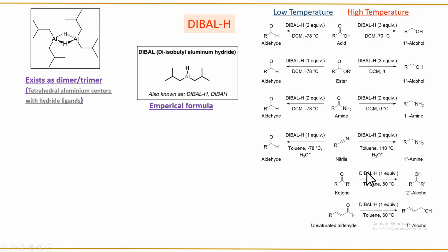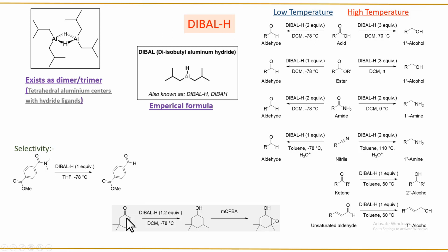DIBAL-H can reduce aldehydes and ketones also. Ketone at 60 degrees centigrade is converted into a secondary alcohol. Alpha beta unsaturated aldehydes can be converted into the corresponding primary alcohols without disturbing the alpha beta unsaturation. Coming to the selectivity, in the presence of ester, amide can be reduced with one equivalent of DIBAL-H at minus 78 degrees centigrade to produce the corresponding aldehyde.